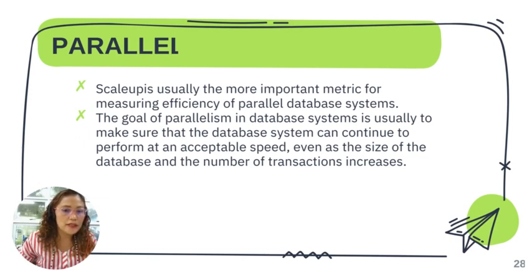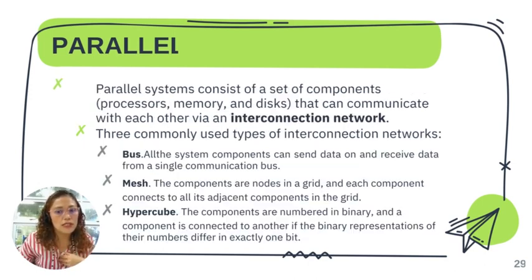And the goal of parallelism in databases is usually to make sure that the database system can continue to perform at an acceptable speed, as the transactions increase or as the size of your database increases. So that's for parallel systems.